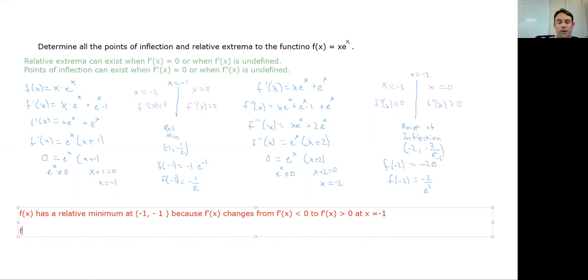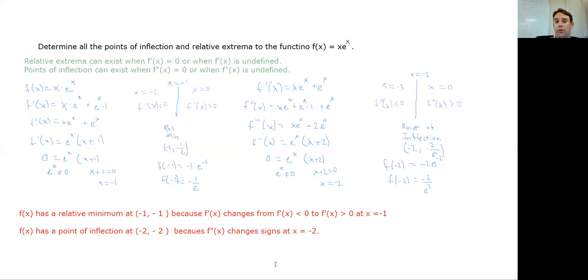And also f of x has a point of inflection at -2, and I'll have to come back to this one as well, because f double prime of x changes signs. I don't have to say how it changes. I just have to say that it changes signs at x equals -2.